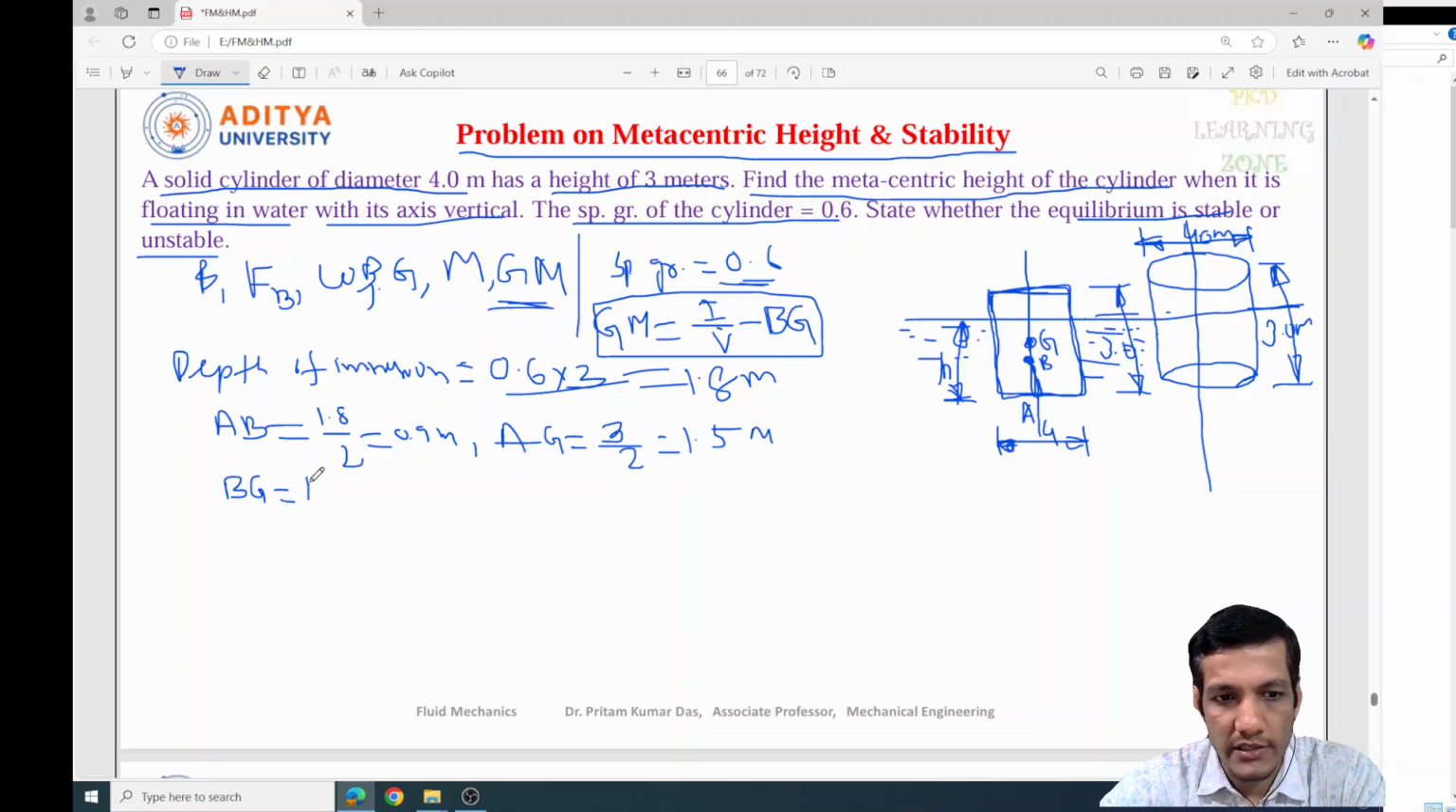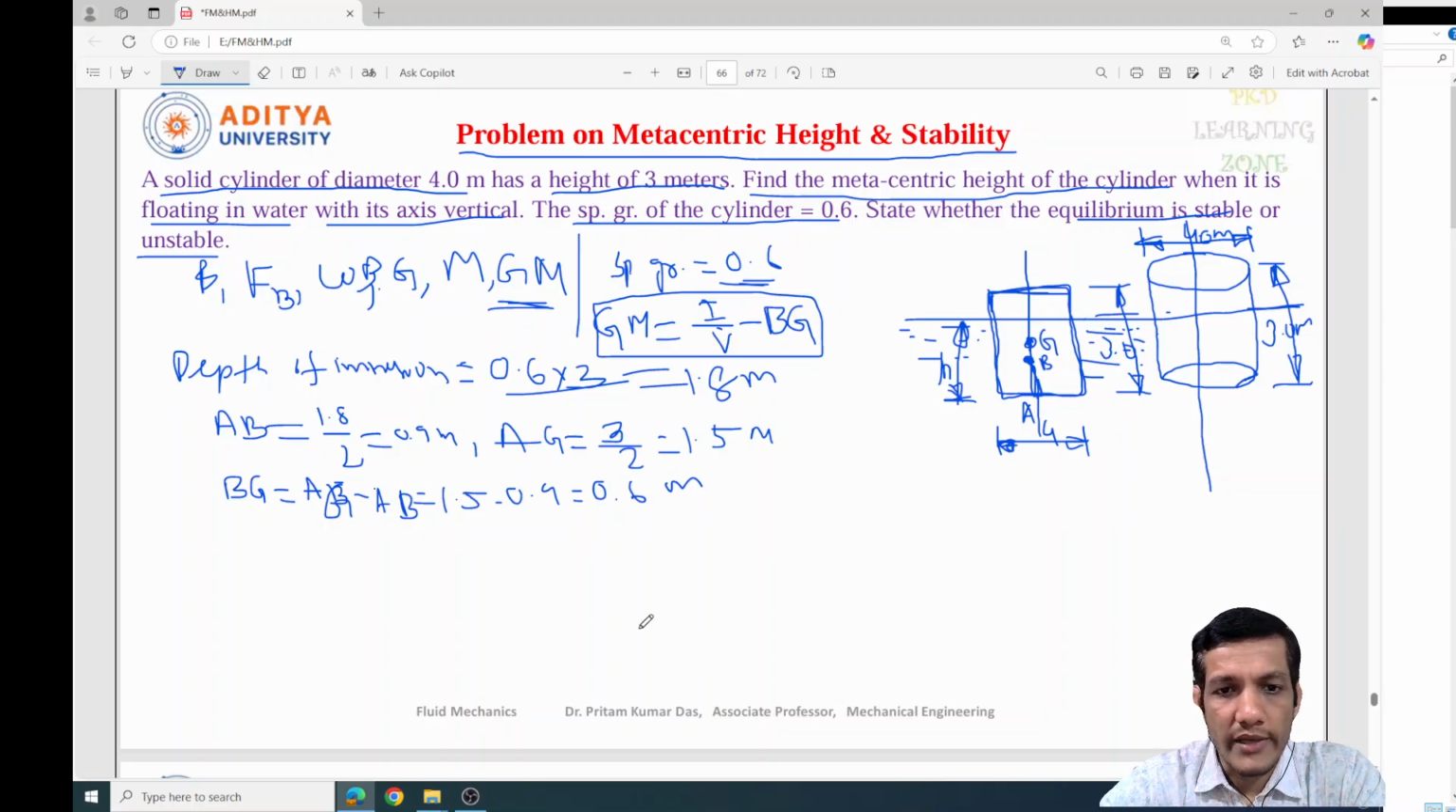Now it is very easy to find out the BG point. We can write BG equal to AG minus AB, A to G point, sorry, AG minus AB. So AG we already got here 1.5 minus 0.9, so that will be 0.6 meter. Okay, this is the BG point we got.